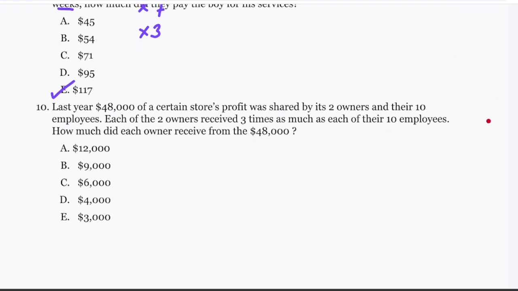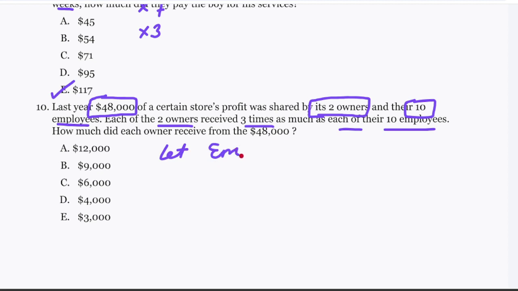The 10th question, I hadn't done the 10th question. Okay, let's do that then. The 10th says last year $48,000 of a certain store's profit was shared by its two owners and their 10 employees. So this amount, $48,000, was shared by two owners and 10 employees. Now, each of the two owners received 3 times as much as each of the 10 employees earned.